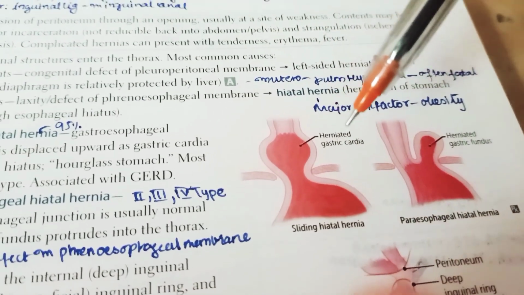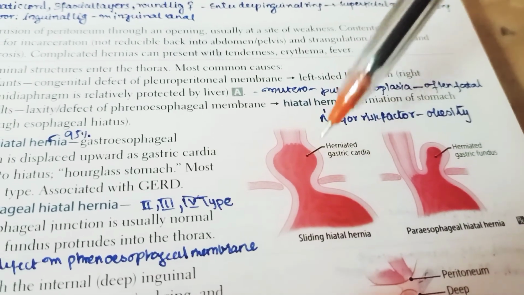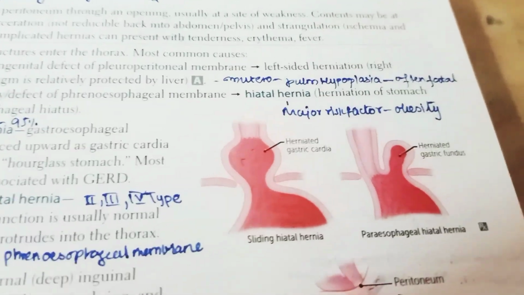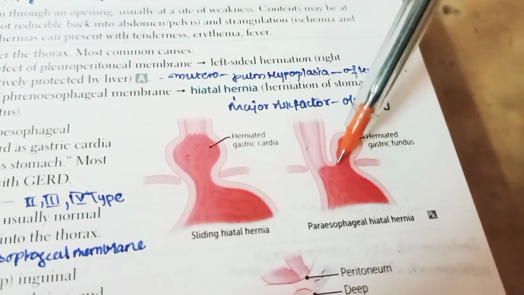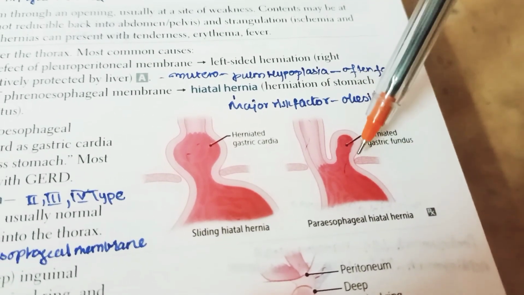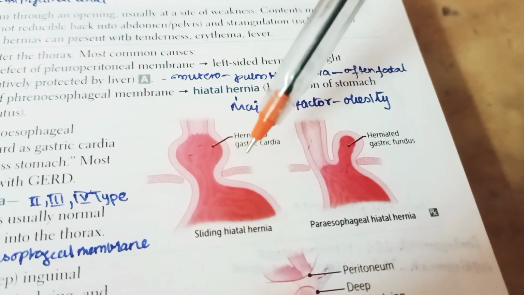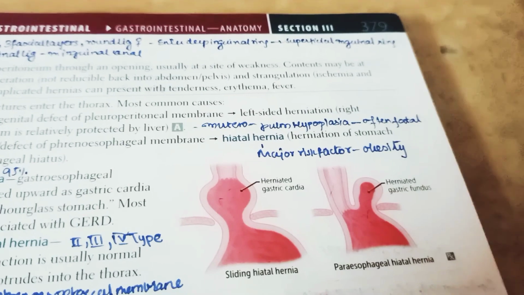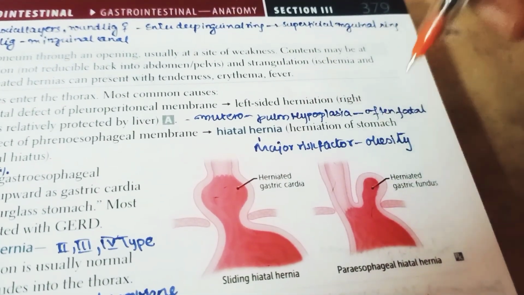So it is a sliding hernia which is the most common hernia. It is also called hourglass stomach, and it's the most common type associated with GERD, that is reflux. Okay, and paraesophageal hernia means not directly through the esophagus, but on the side the hernia takes place. That is the gastric fundus is herniated here. Here the gastric cardia is getting out. Major risk factor for this hiatal hernia is obesity.